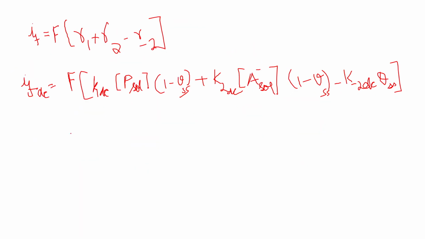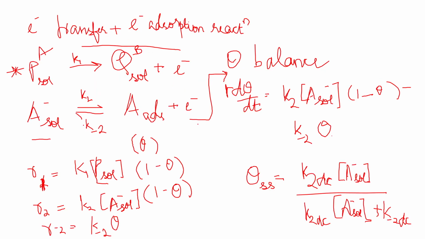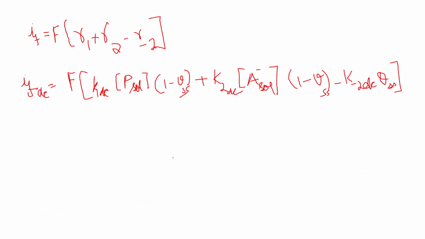So now the next step is you will have to substitute the theta SS value in this and simplify. This is up to you. For the assignments, mostly the K1 DC, K2 DC, all the values will be given. You will have to substitute those values, find out theta SS, again back substitute in IFDC, and find out the numerical value. Those are the kind of questions you will be expected to solve in your assignments and even for your exam. Okay, so this is about IFDC.